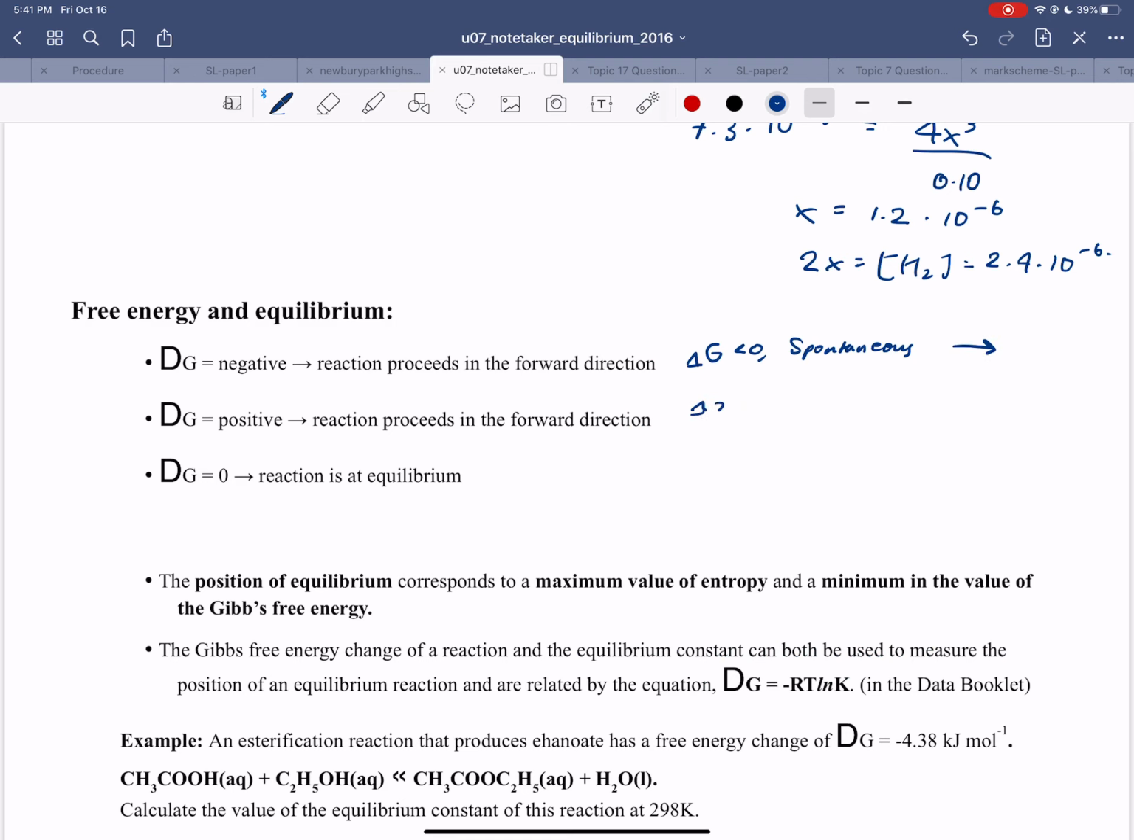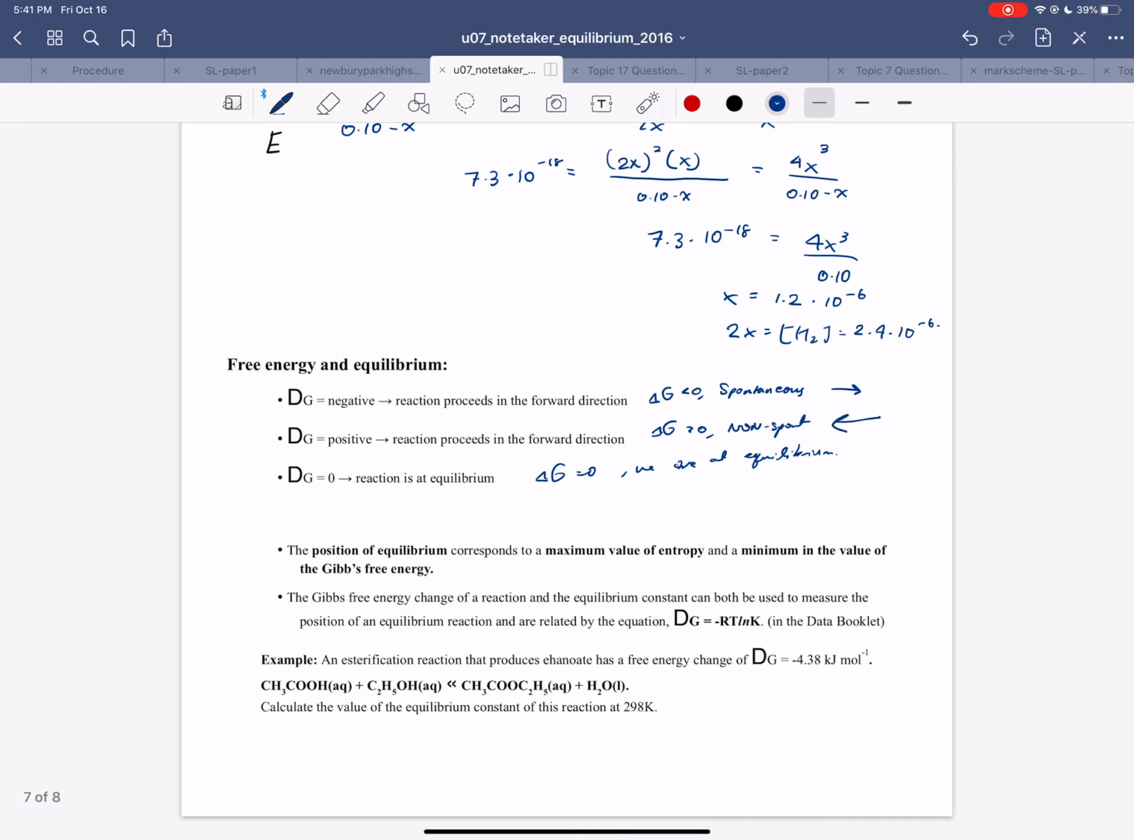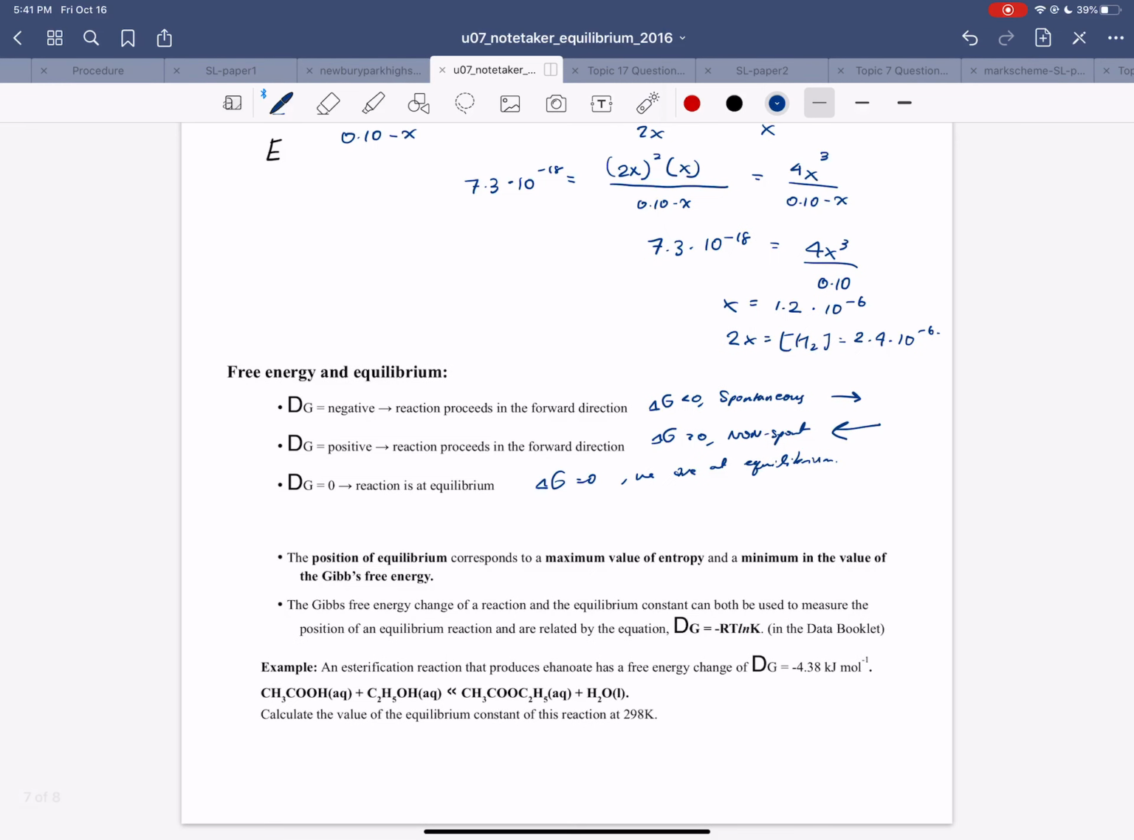When delta G is positive, a reaction is non-spontaneous, and as a result, our reaction proceeds to the left. And when it equals 0, where our change in Gibbs is equal to 0, we are at equilibrium. But it's still technically spontaneous. Something else to note is that the position of equilibrium corresponds to the maximum value of entropy and the minimum value of Gibbs free energy.